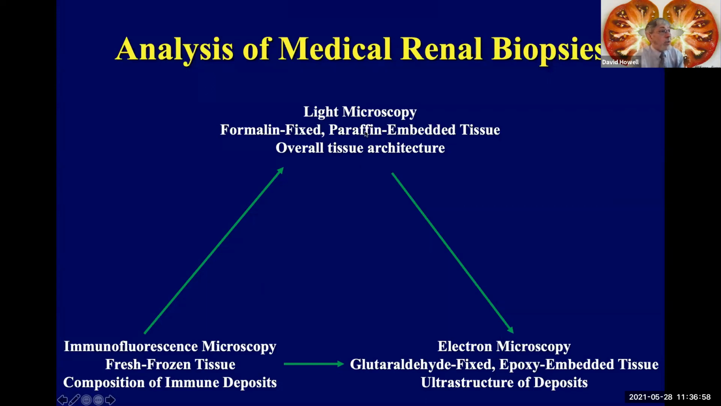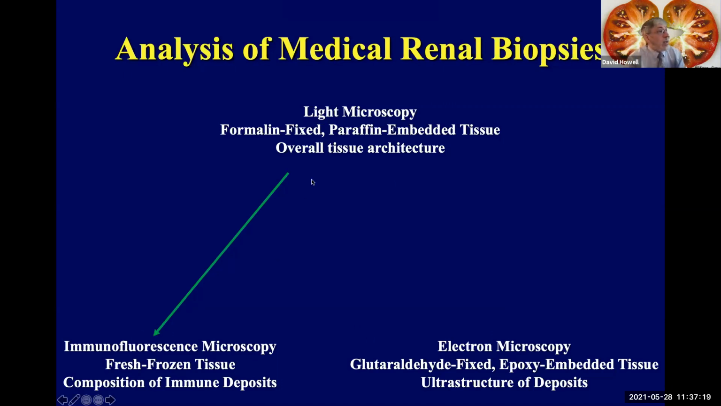It's also possible to deparaffinize tissue from the paraffin block, postfix it in glutaraldehyde, and process it for electron microscopy. That's also been done for decades. The EM on a specimen like this is not as good as fresh glutaraldehyde fixed epoxy embedded tissue, but you can often get pretty good information from it.